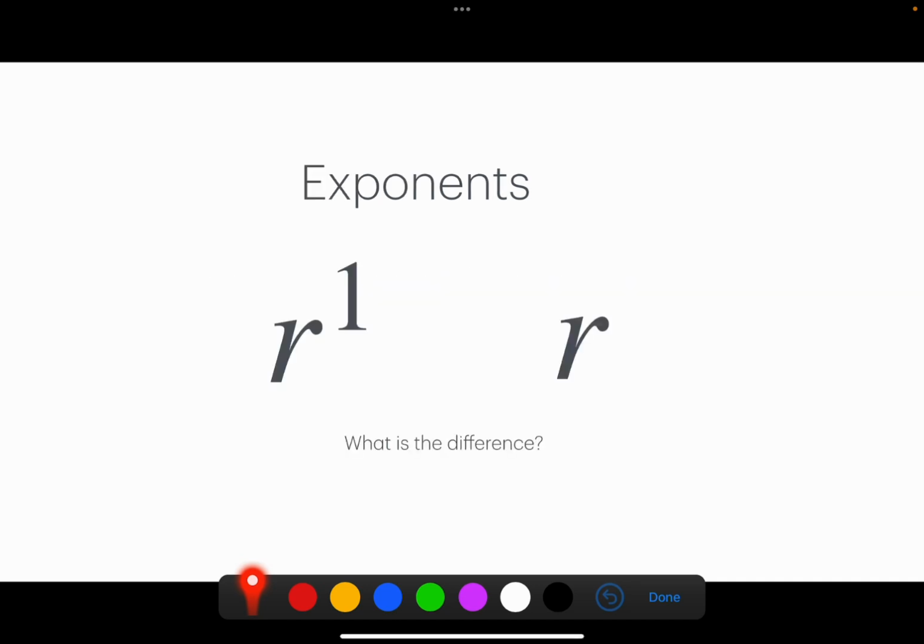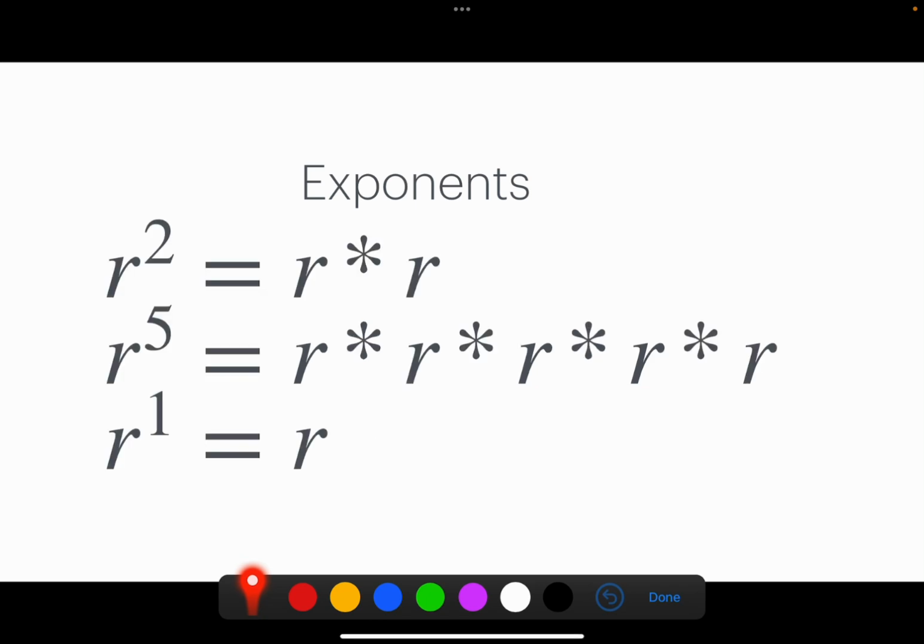Now let's look at exponents. This is very similar to what we were looking at with the coefficients. What is the difference between r to the first power and r? Well, let's look at this again. What does the second power mean? What's the exponent telling us? It's telling us that we have 2 r's and that they're being multiplied together. So r to the second power means we've got 2 r's multiplied together.